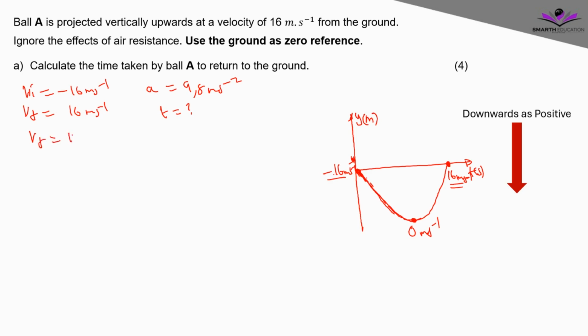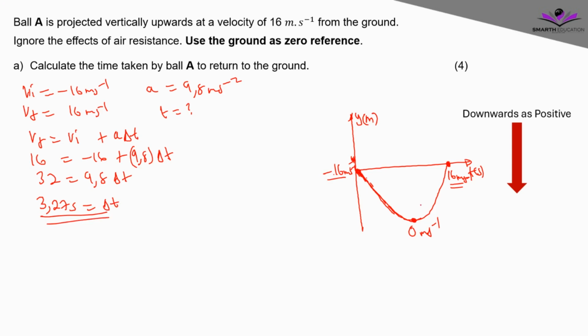Final velocity equals initial velocity plus acceleration times time. Right, 16 is equal to negative 16 plus 9.8 times time. Then 32 is equal to 9.8 times time. Divide by 9.8 on both sides, and we have 3.27 seconds, which is equal to delta t.